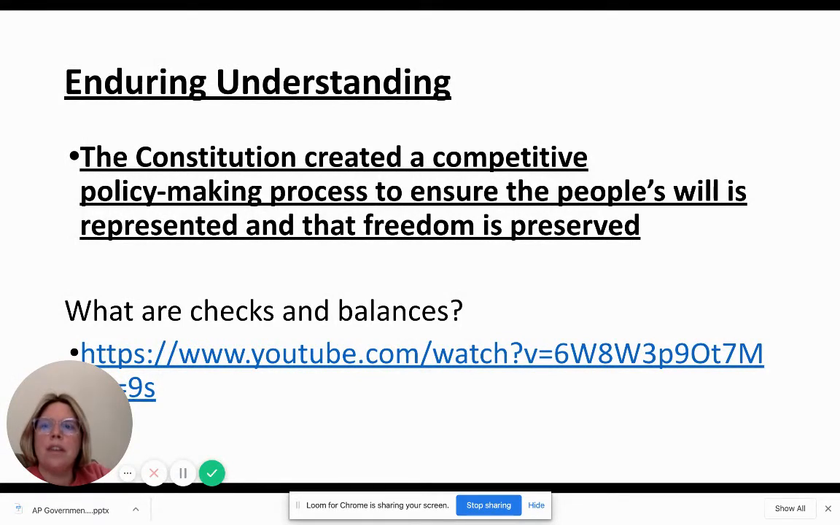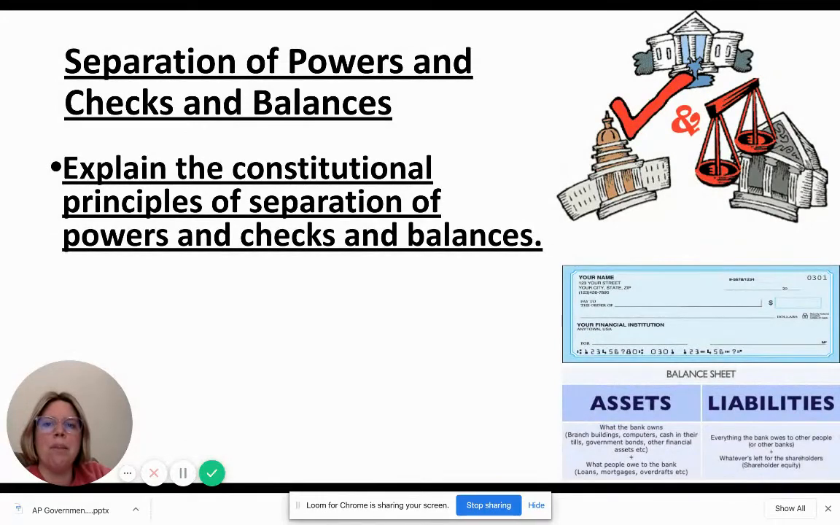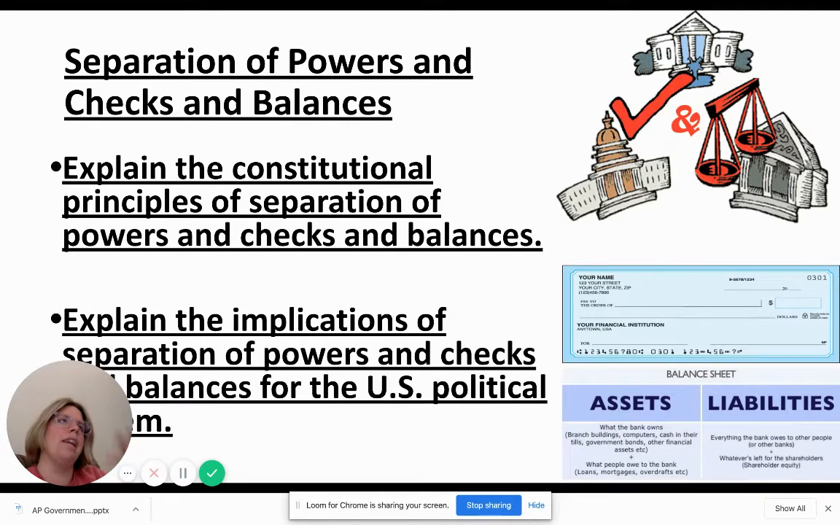Okay, enduring understanding: the Constitution created a competitive policymaking process to ensure the people's will is represented and that freedom is preserved. Basically, understanding checks and balances, check out that video as well. Remember that separation of powers is the idea that we separated the three branches. And checks and balances is the idea that these branches have powers, and so they can check each other to balance out the power. So they're similar and connected, but they're not exactly the same thing.